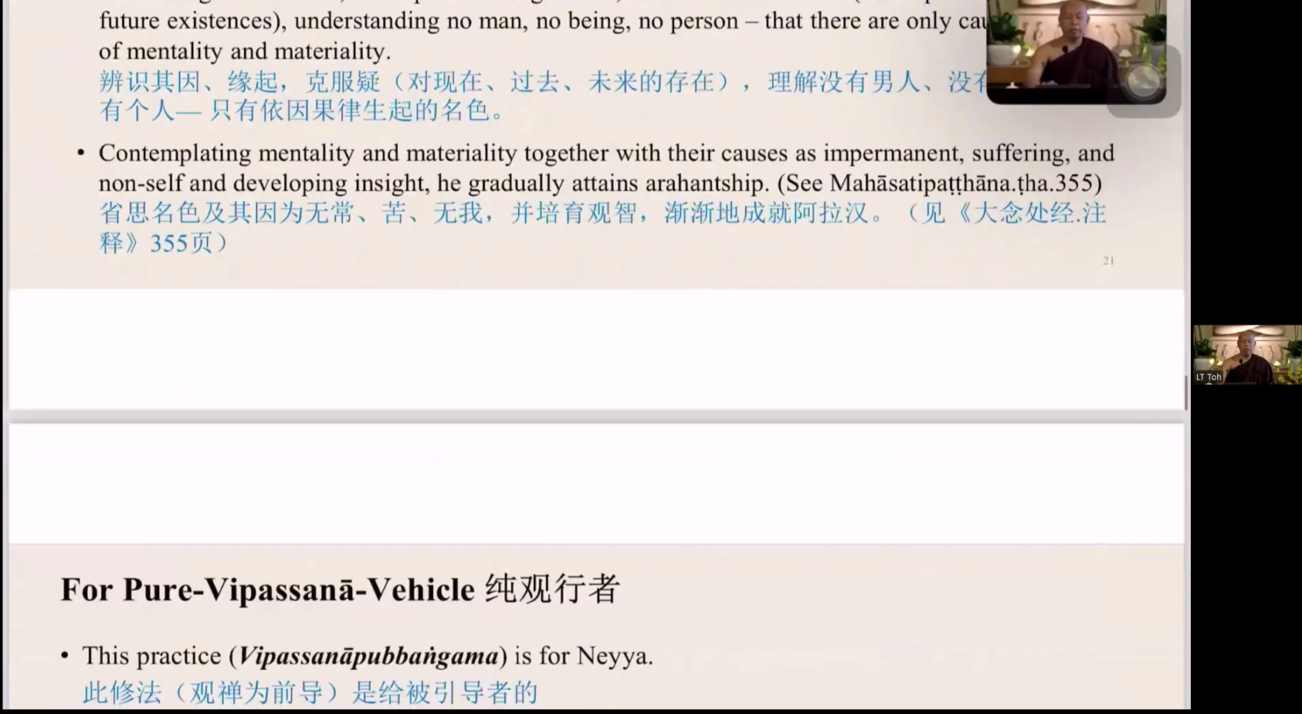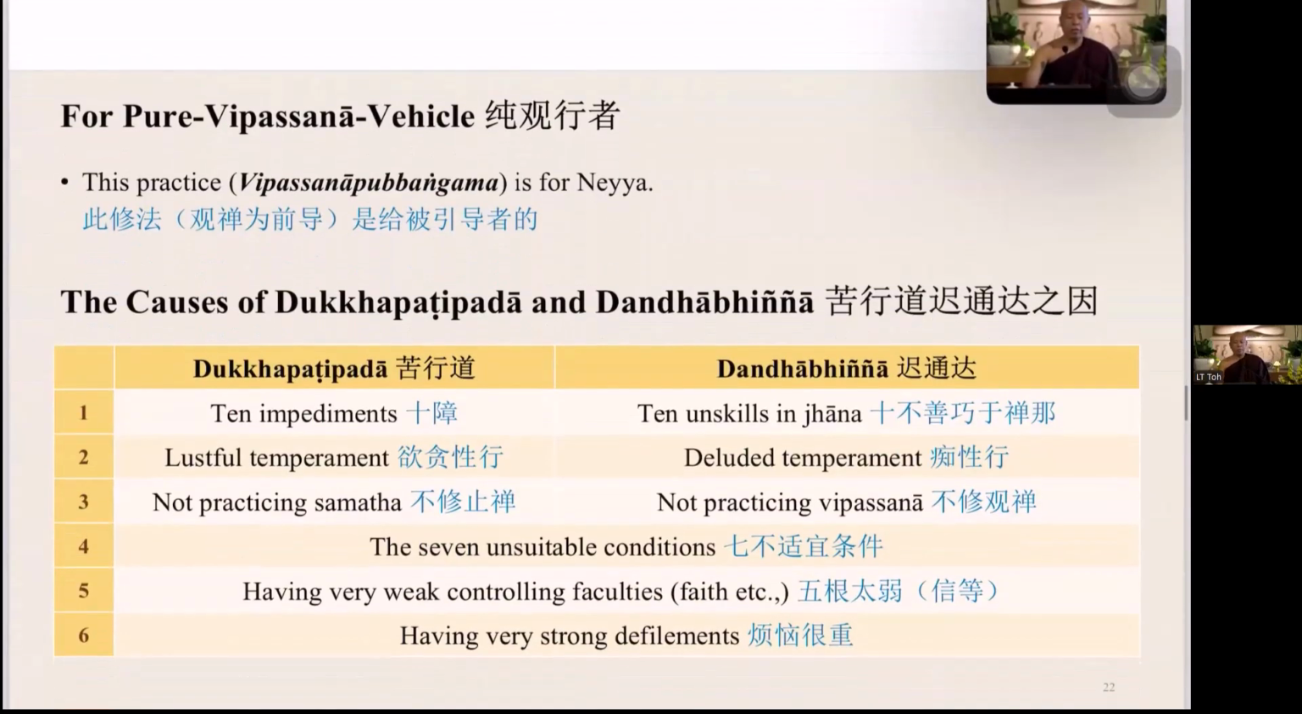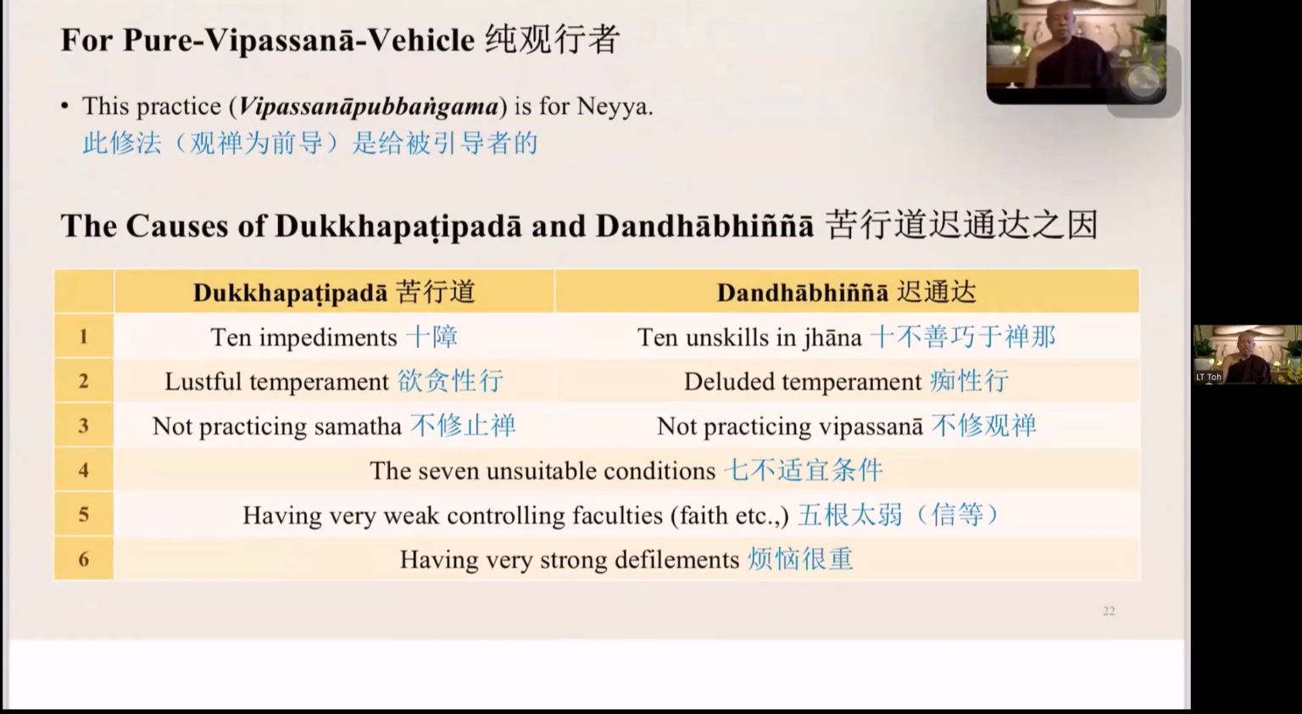Okay, now again, another thing. This practice is for neya. We have already talked about neya before, right? Neya means they don't have very strong knowledge. Also, they don't have very strong thinking or speculation. This is called neya, right? Okay, now when we talk about dukkha paṭipadā dandhābhiññā, we also have already talked about it before. When we say sukha paṭipadā khippābhiññā, it can be ugghaṭitaññū. Those who can attain path and fruition knowledge after listening short discourses.